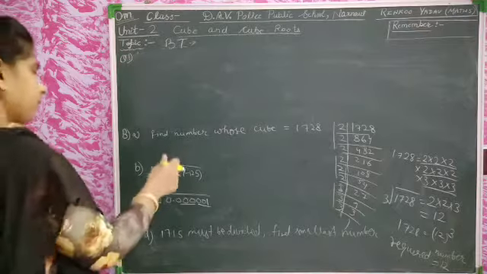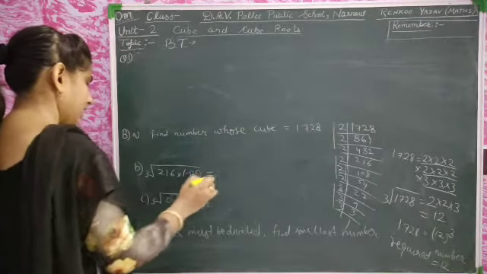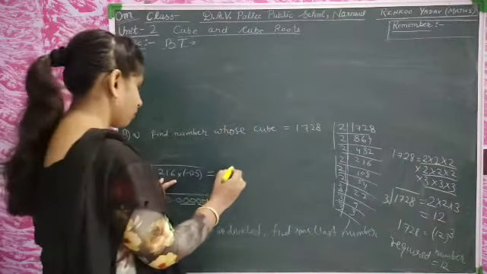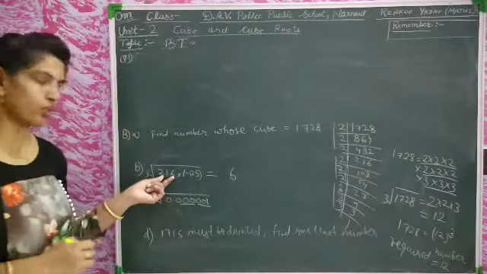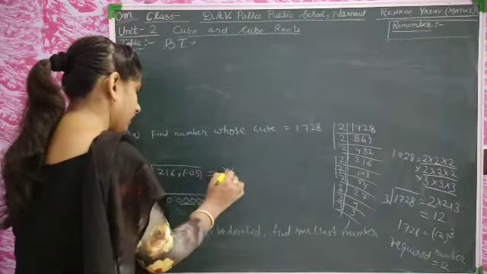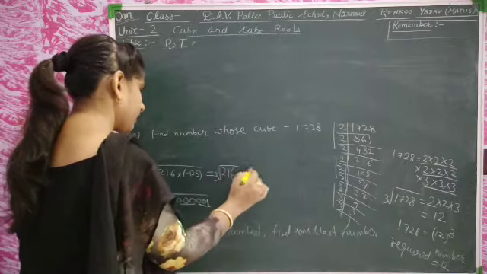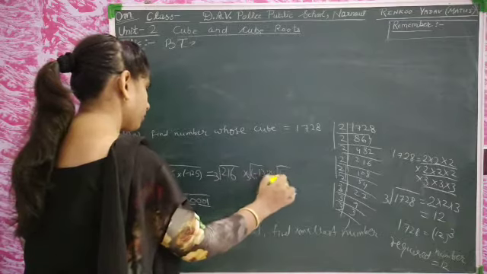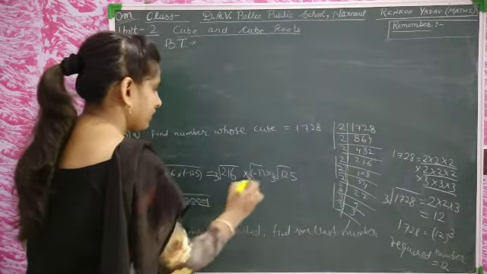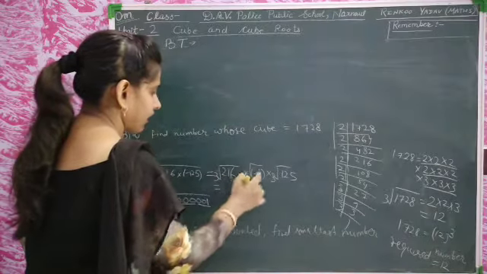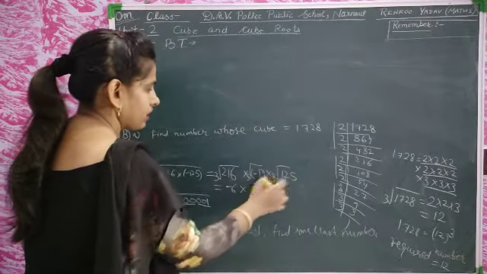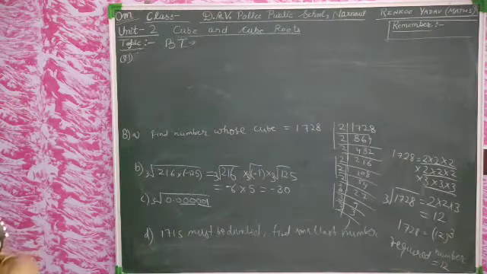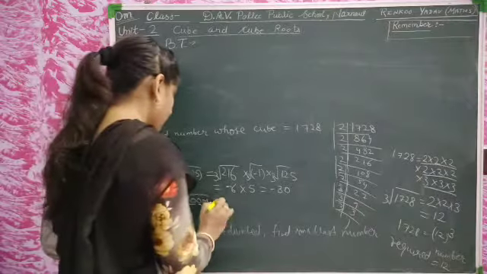Let's see part B. In part B, 216 is the cube of 6, so the cube root of this is equal to 6. We write it as the cube root of 216 into minus 1, into the cube root of 125. This is 6, and this is minus, and this cube root is 5, which equals minus 30. This is the answer. Is it clear, students? Now we will go to the next question.